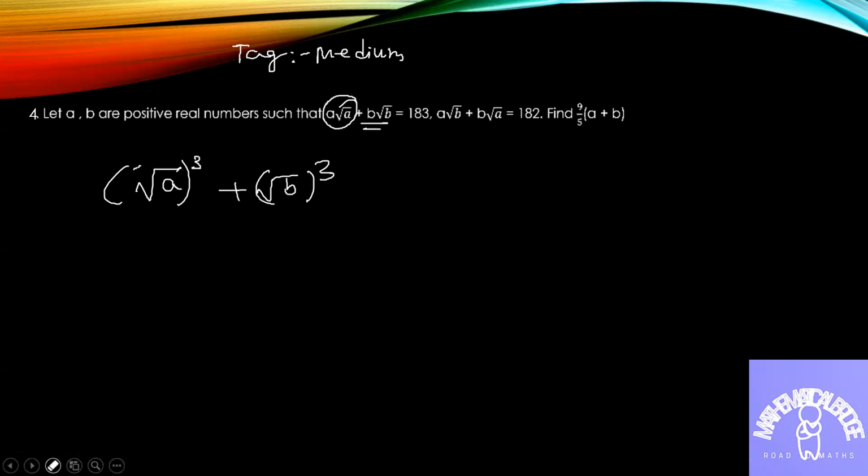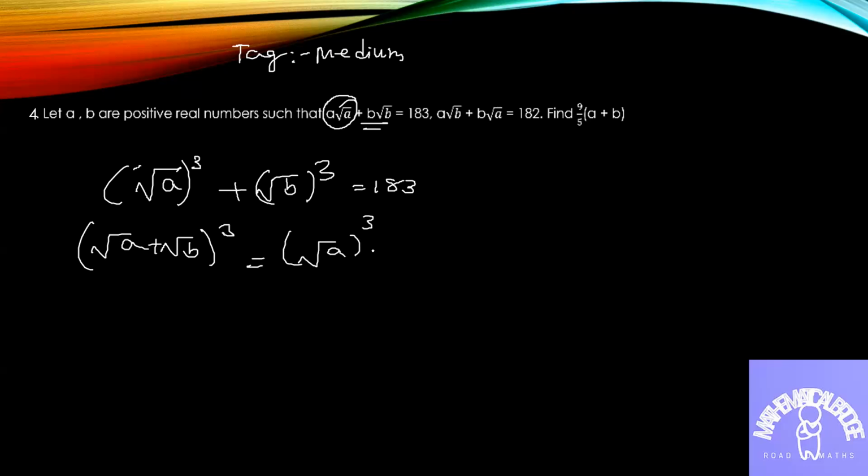So this can be written as 183. And now we know that root of A plus root of B whole cubed is equal to root of A whole cube plus root of B whole cube plus 3 root AB times root A plus root B.